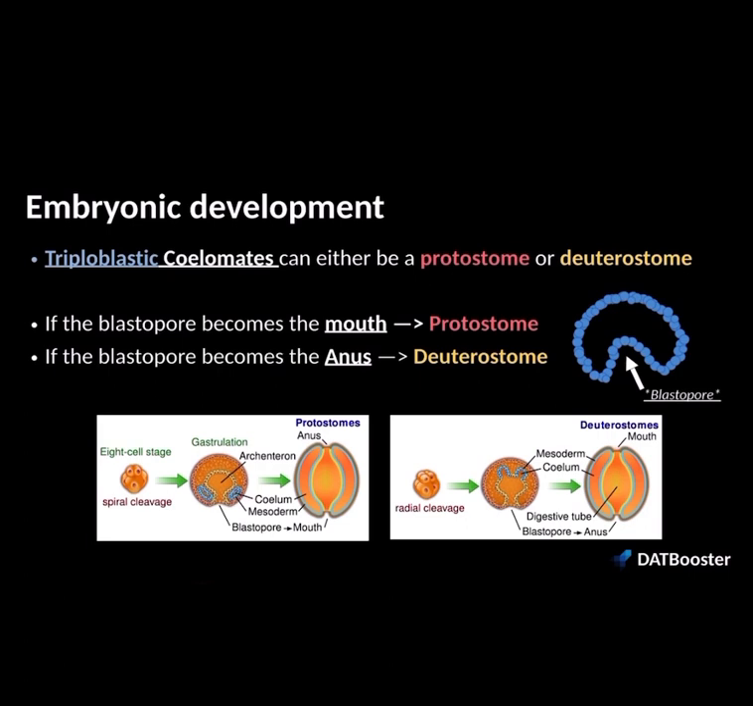And one more thing that you should be aware of, it's a little bit out of the scope of taxonomy, but I'm going to cover it anyways, just so you're familiar with it, is the type of cleavage that's associated with either a protostome or a deuterostome. You can think of cleavage just as cellular division, so when the cells divide, there's two different types. Protostomes undergo spiral cleavage, and deuterostomes undergo radial cleavage.